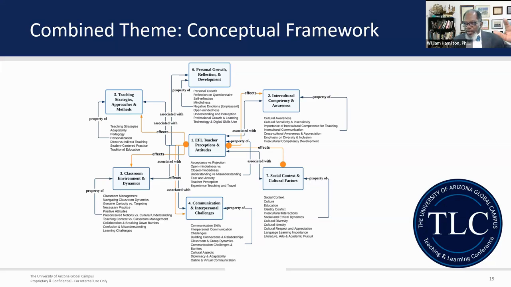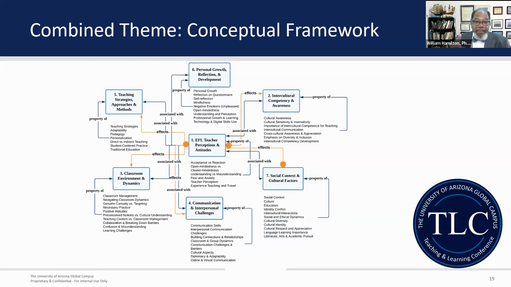It's integrated directly from the coding of the 4 EFL teachers and includes, if you look in the middle, the first one, EFL teacher perceptions and attitudes. And top right, you can see number 2, intercultural competency and awareness. And at bottom left, you can see number 3, the classroom environment and dynamics. At the bottom, number 4, communication and interpersonal challenges.